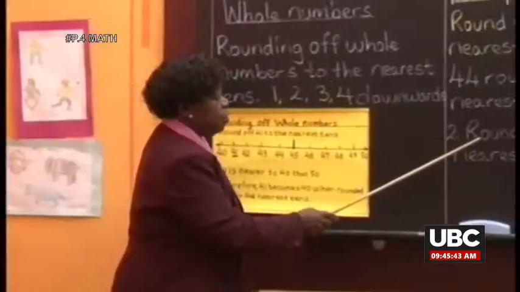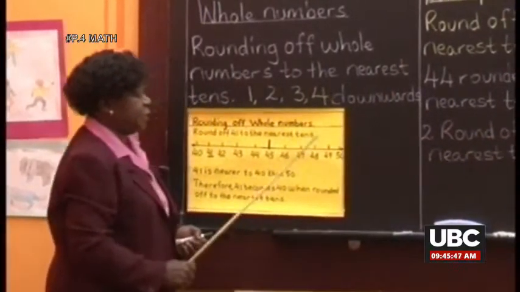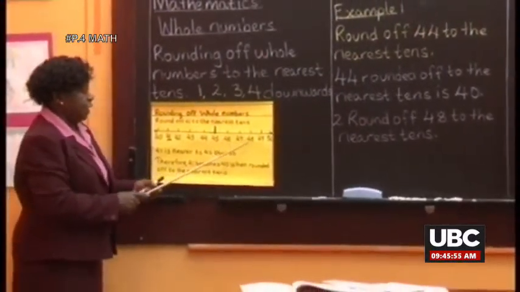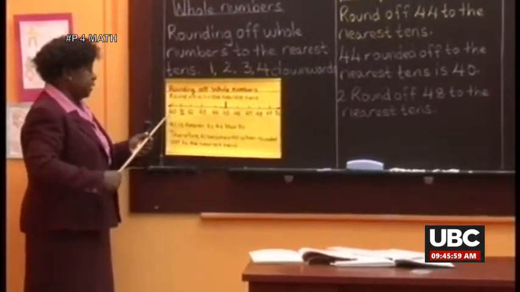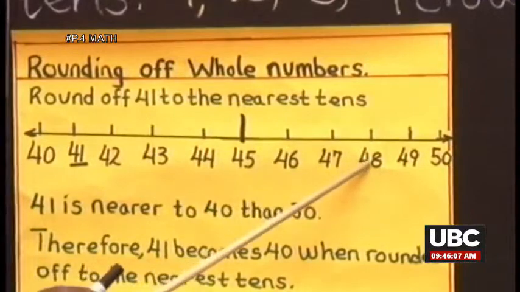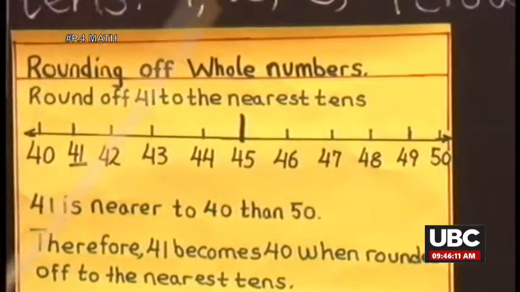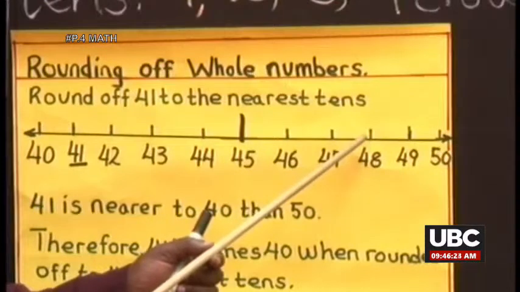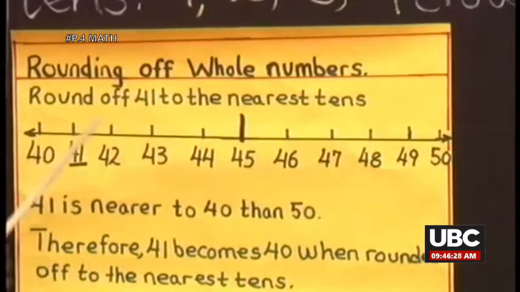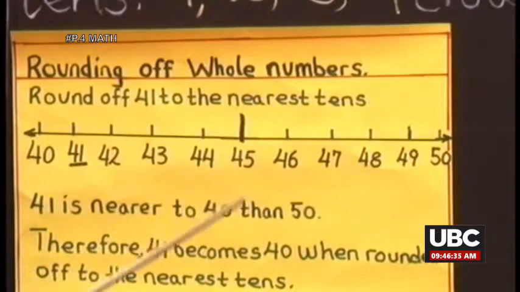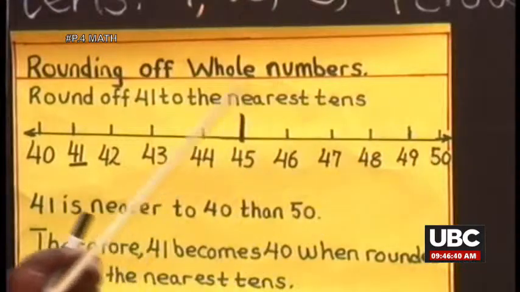Let's look at our number two. It is saying, round off 48 to the nearest tens. If we look at our number line, 48 is here, and 40 is here, while 50 is here. So we are asking ourselves, is 48 nearer to 40 or 50? When you count the steps from 40, they are 1, 2, 3, 4, 5, 6, 7, 8. 8 steps from 40. And from 48 to 50, we have only 2 steps. 1, 2. Therefore, 48 is nearer to 50 than 40.